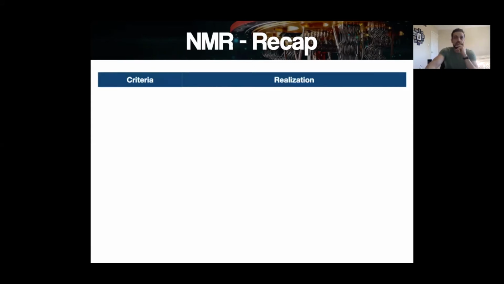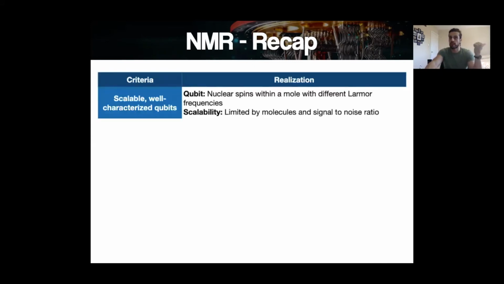But just to see the 5 criteria, we want a scalable, well-characterized qubit. Well, our qubits are the nuclear spins within a molecule, and we distinguish them with their different precession frequencies, which are also known as Larmor frequencies. So if you come across either of those terms. Scalability, well, that's going to be limited by the molecules in our sample. So if you recall, the number of qubits we had depended on our molecule. So maybe I could find a molecule out there that has 100 spin-1/2 nuclei, and they all have very distinct frequencies. That would be great, but we're limited by what nature gives us.